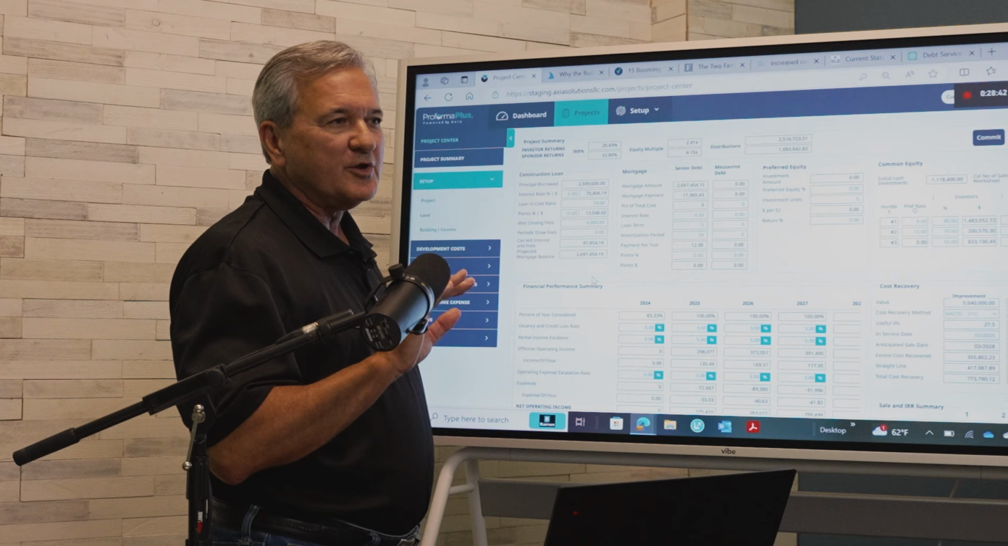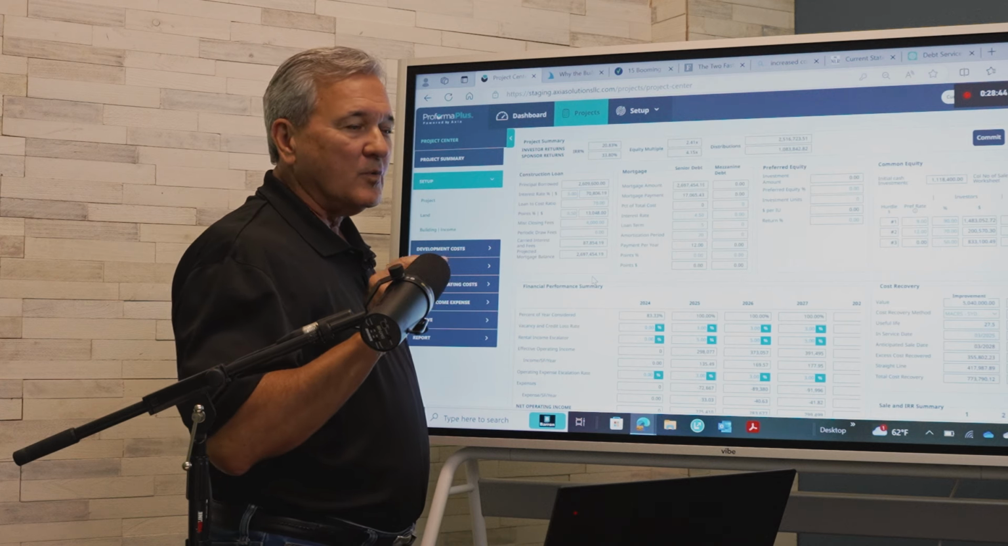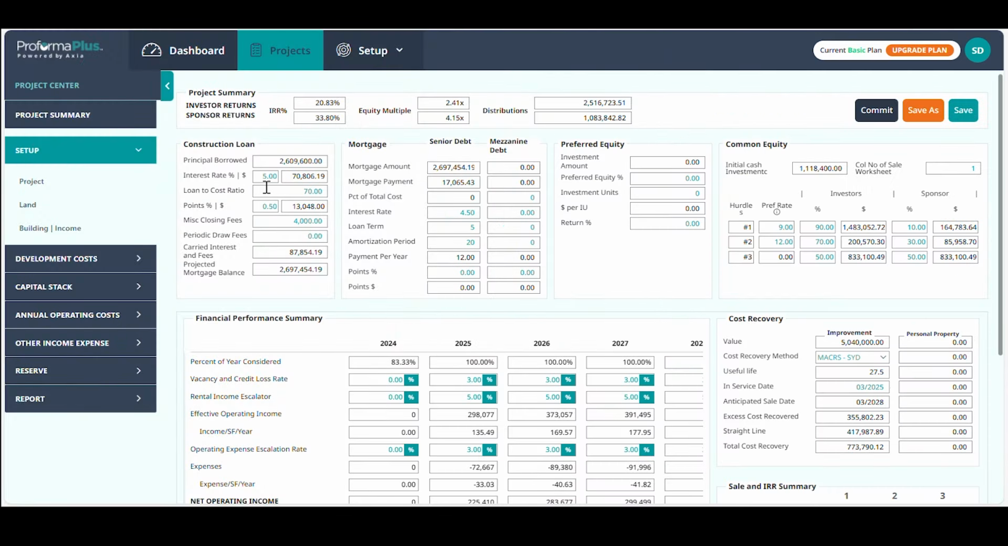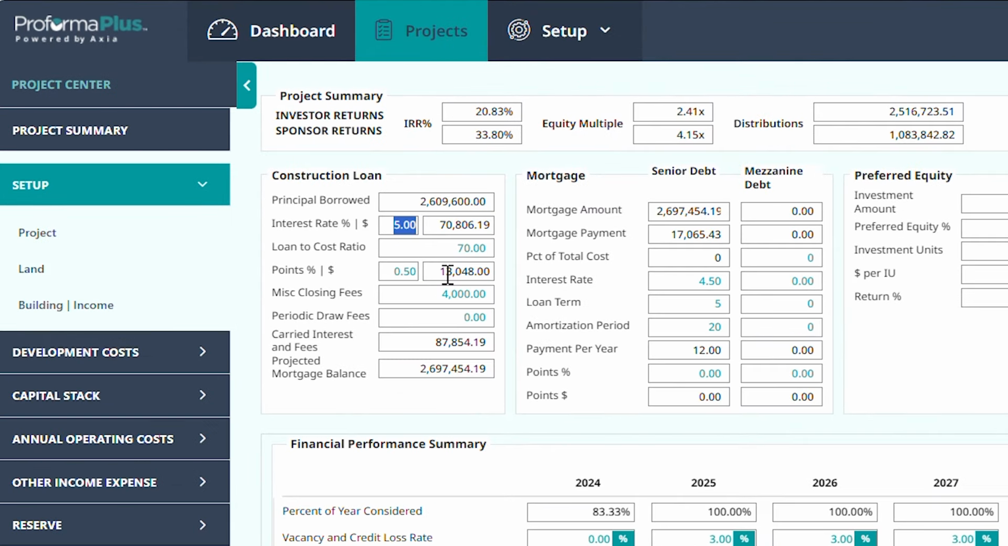First off, let me show you this deal 2 years ago when we first started evaluating it. As you can see from the input screen, we first started with an interest rate of 5% on the construction loan and a loan to cost ratio of 70%, or 30% equity down. We figured our construction loan at 4.5% at a loan term of 5 years with a 20-year amortization period. This was about a $3 million development.